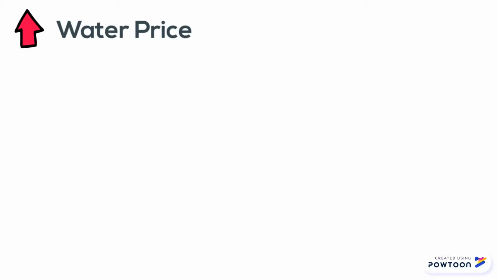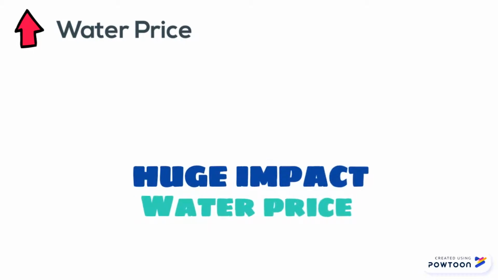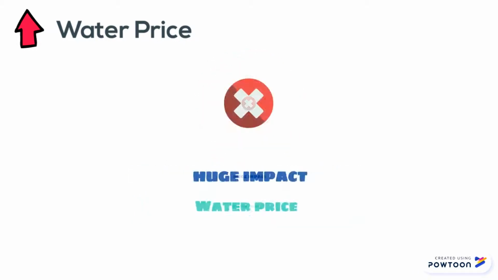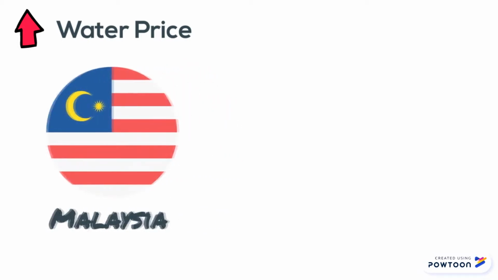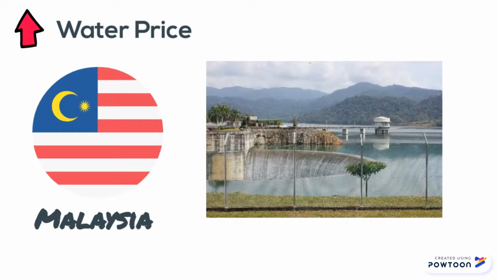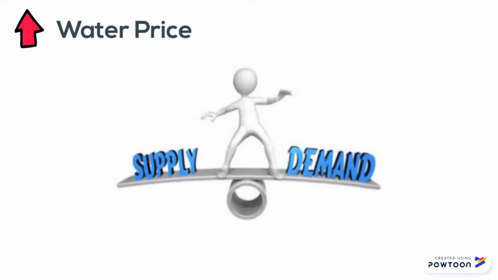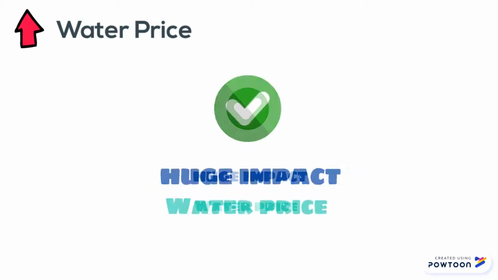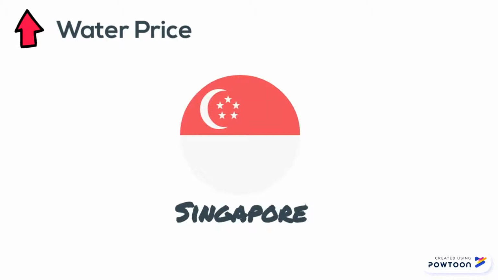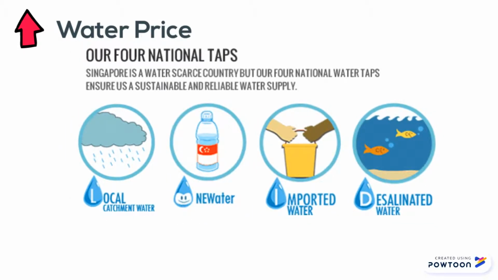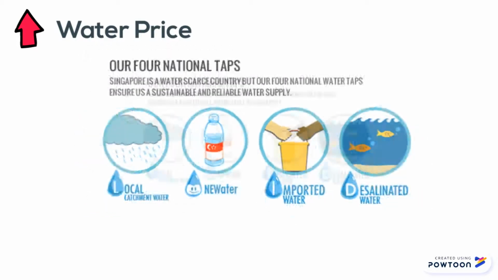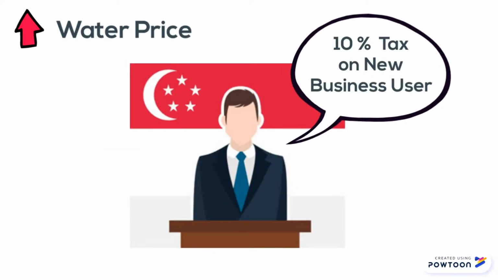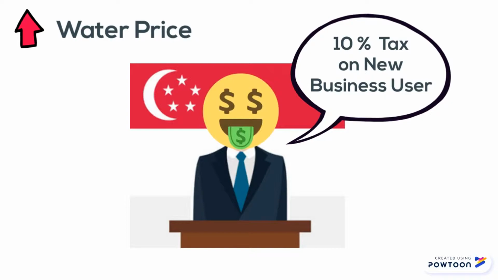And increasing the cost of production does not have any huge impact on the water price in Malaysia. Malaysia has enough water and completed infrastructure to meet the demand and supply of the Malaysian people. An increase in the cost of production will bring a huge impact on the water price in Singapore. Once the cost of water rises, there will also be a water conservation tax of 10% on new business users. The government already spent $1 billion to operate the Singapore water system. It could not be enough to supply and meet the demand.